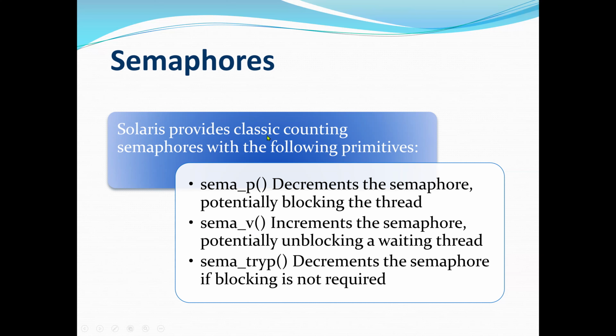So again, Solaris provides classic counting semaphores. Here we have the semaphore P. This will decrement the semaphore, potentially blocking the thread. Then we have the semaphore V. This will increment the semaphore, potentially unblocking it. Then sema_trywait decrements the semaphore if blocking is not required.